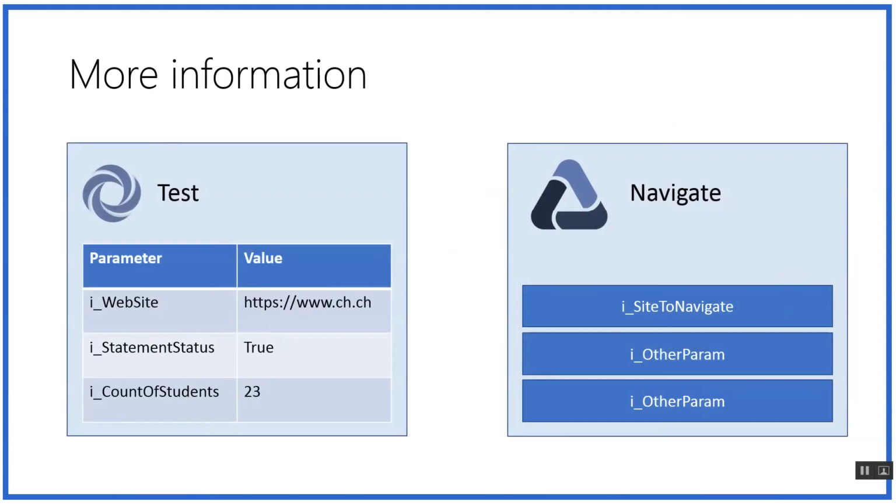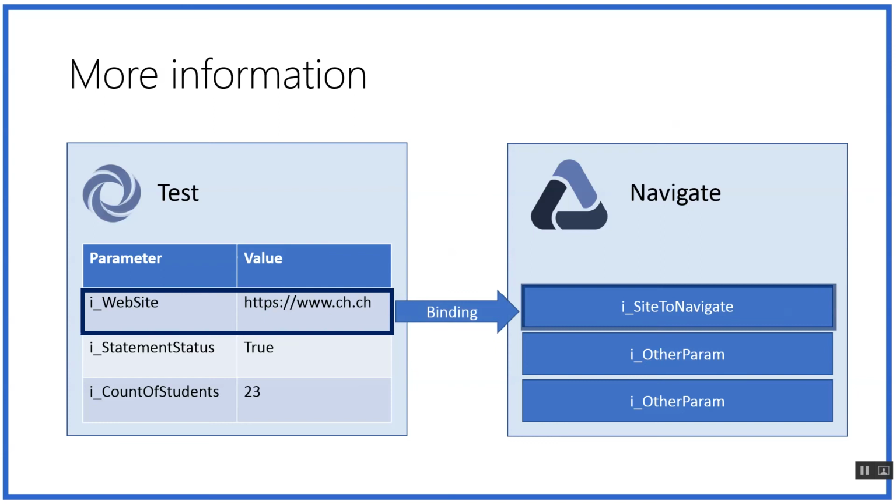Here is an example. On the left side we have our test configuration, or business process test, and the table shown under the title contains our test parameters. Our first parameter is called I_website. Just by the way, the I underscore is just a naming convention. You don't have to do that. On the right side we have our navigate component. We want to tell the navigate component that it has to navigate to the specific value of the test parameter with the name I_website. So we make a simple binding.